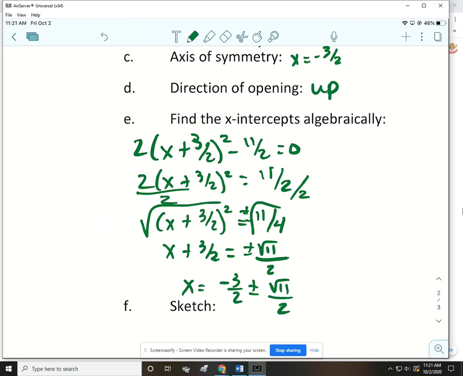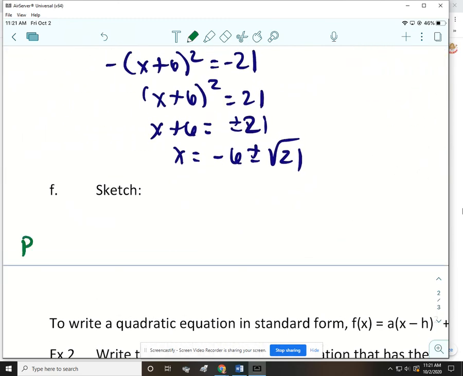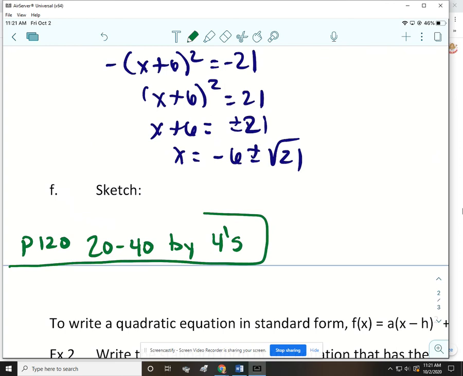All right, so your assignment, this is kind of weird, but what I want you guys to do on page 120 is 1 through 6, and then 8 through 14 even. Actually, just kidding. You already did that. I just want you to do 20 through 40 by 4s. So start with 20 and do every 4th problem. So every problem you do should be a multiple of 4.